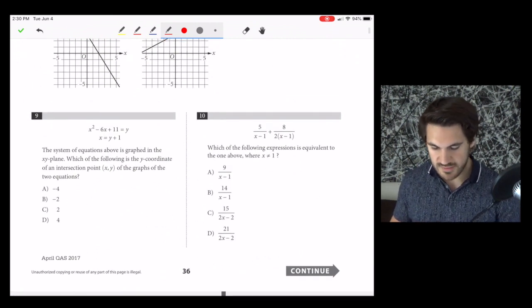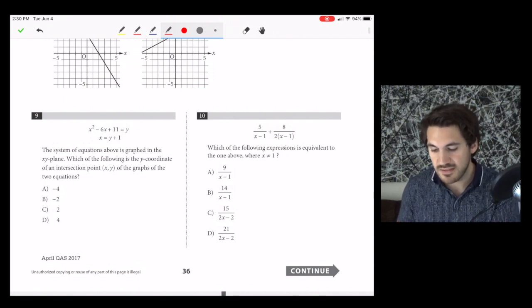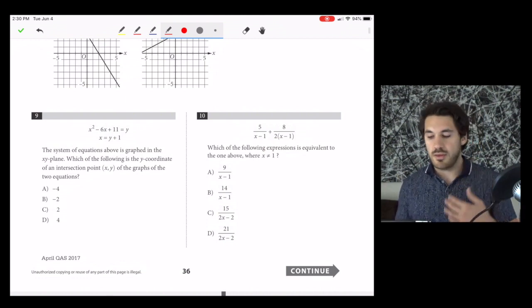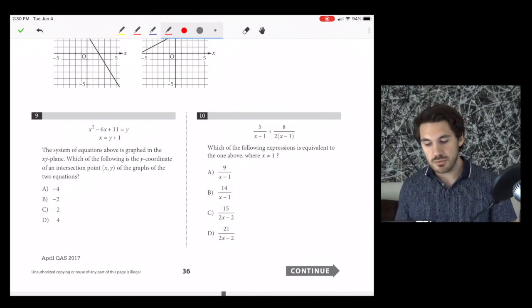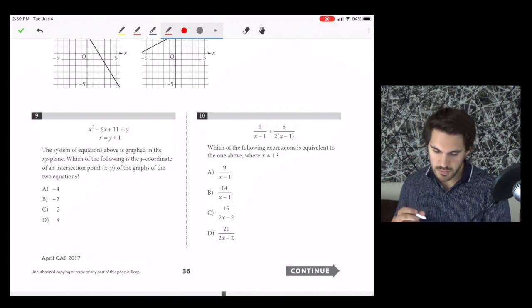Number 9. The system of equations above is graphed in the xy plane. Which of the following is the y-coordinate of an intersection point of the graphs of the two equations? So wherever these graphs intersect is where they are equal. So what we can do is basically solve the second equation for x or for y, plug it into the first equation. So let's do that.